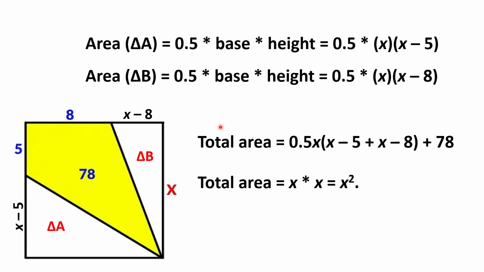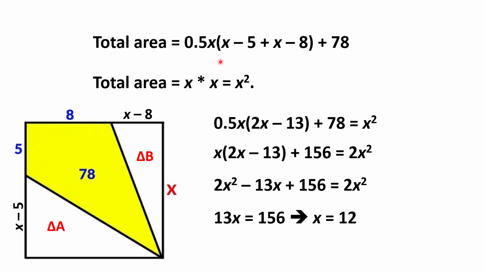So the total area would be area of triangle A plus area of triangle B plus 78. That is the total area of the square, which is x squared. So adding, we have 0.5 into x minus 5 plus 0.5 into x minus 8. We factor out the common 0.5x and we get x minus 5 plus x minus 8, plus this shaded area 78, equal to the area of the full square, x squared. So we equate these two areas.